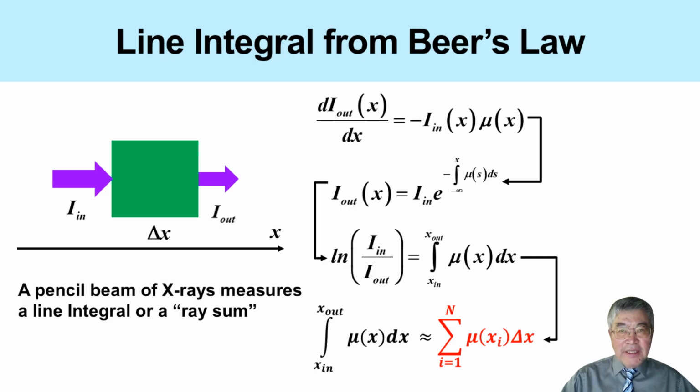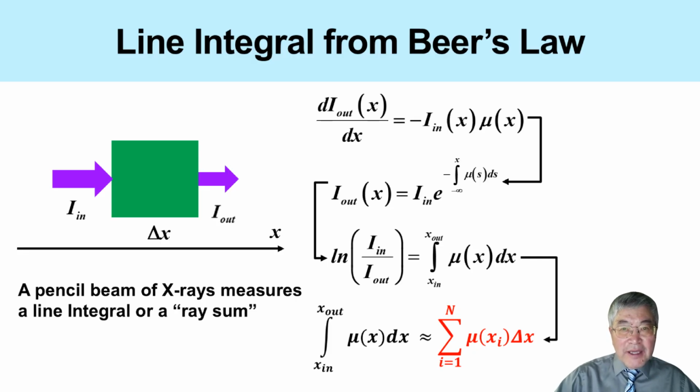Now, in a real CT scanner, we can measure both I in and I out. So if we take the logarithm of I in divided by I out, we obtain the line integral of mu along that X-ray path. This is the fundamental measurement in CT. A single pencil beam of X-rays measures one line integral.